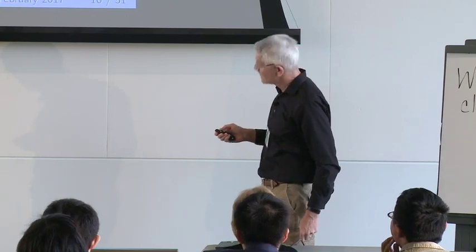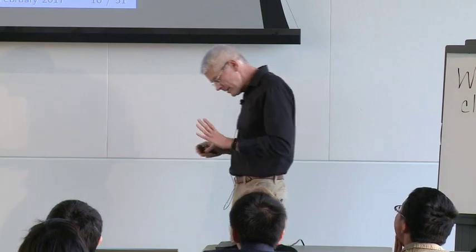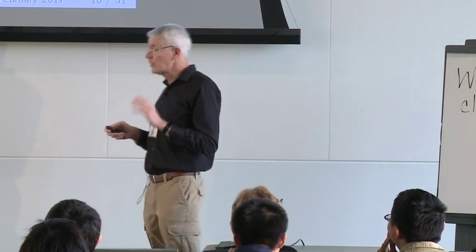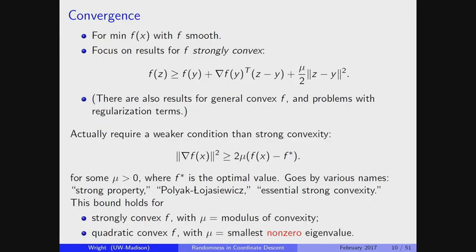Okay, so what do we know about convergence? So I'm going to focus on the easy problems. These are the problems where f is convex, and in fact I'm going to assume some sort of strong convexity property, where it's bounded below by a quadratic, where the modulus of that quadratic is mu.